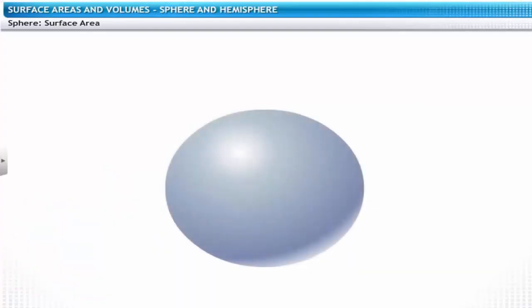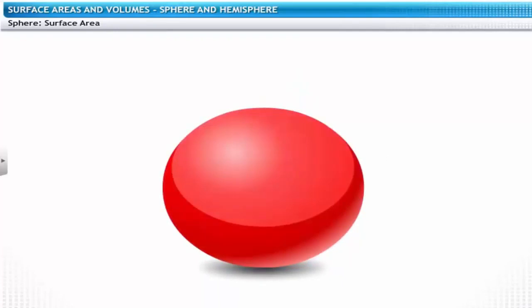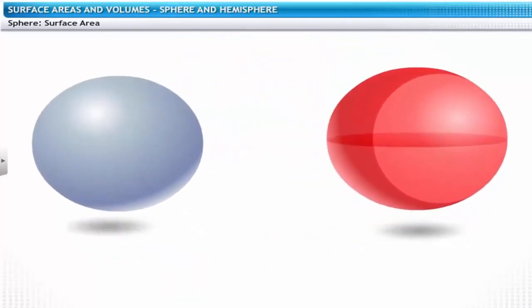Now let's learn about the surface area of a sphere. The surface area of a sphere is the total exposed area of the sphere. Let's understand this further. Observe the sphere carefully. Let's draw a line on the sphere from one point to another on the opposite side. We will paint from one side of the line to the other side. Now, the whole painted area of the sphere represents the surface area.